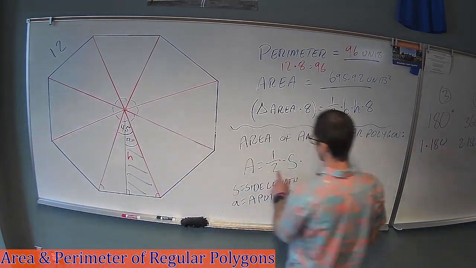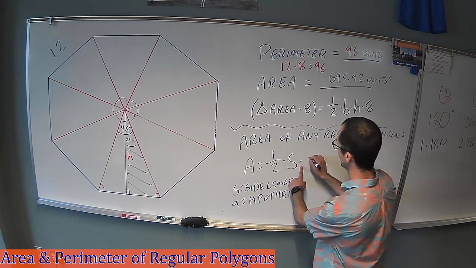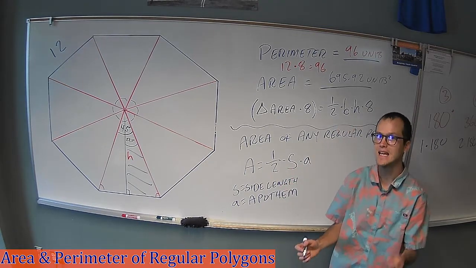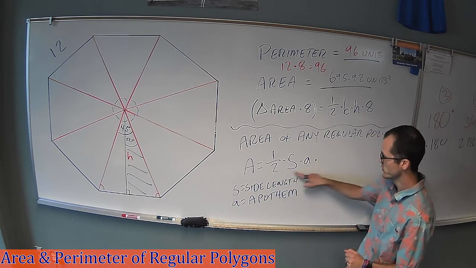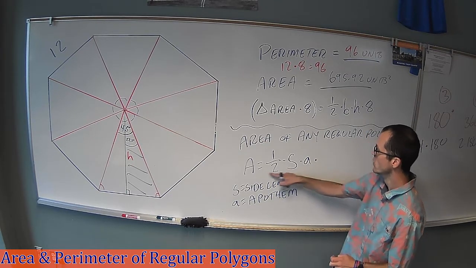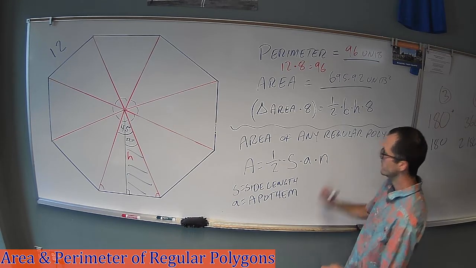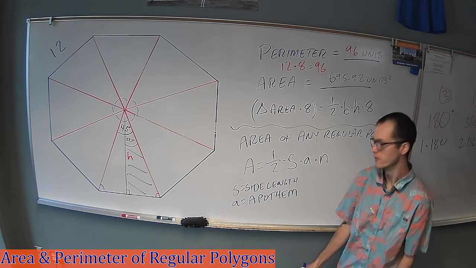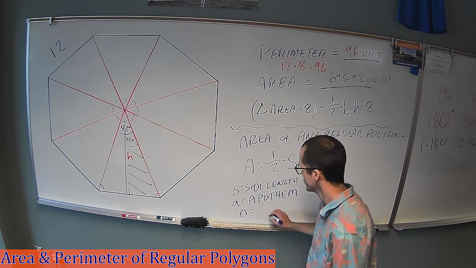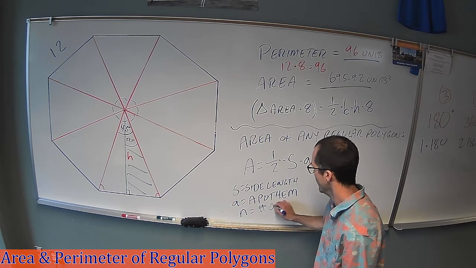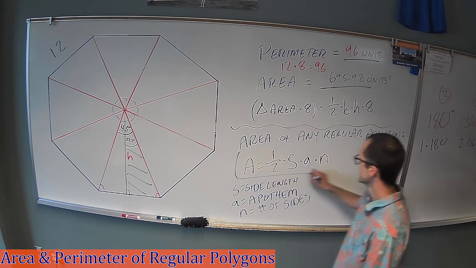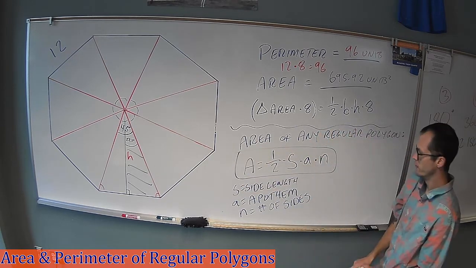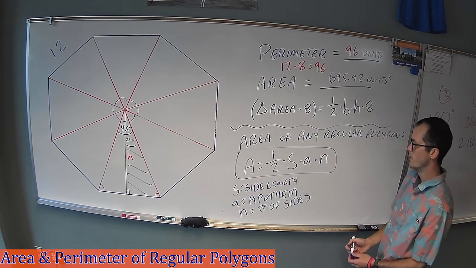So 1/2 times the base of the triangle times the height of the triangle, which has a fancy name called the apothem. This will give us the area of our triangle, and then we multiply that by the number of sides in the entire figure. So n represents the number of sides. This is your big formula, and this is what everything represents.